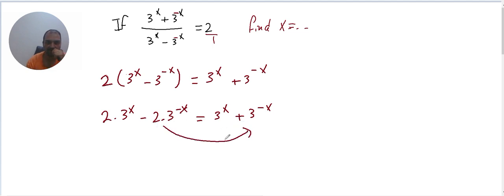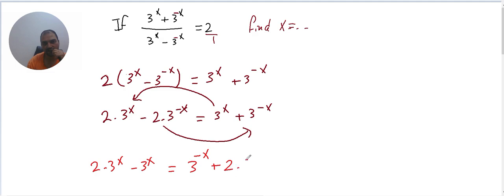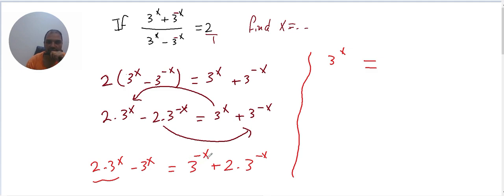You can move terms here to find the answer, and this also moved here. Then 2 times 3^x subtract 3^x will be equivalent to 3^(-x) plus 2 times 3^(-x). 2 subtract 1 equals 1, so 1 times 3^x is equivalent to, on the other side, the coefficient 1 plus 2 equals 3, and we have 3 times 3^(-x).